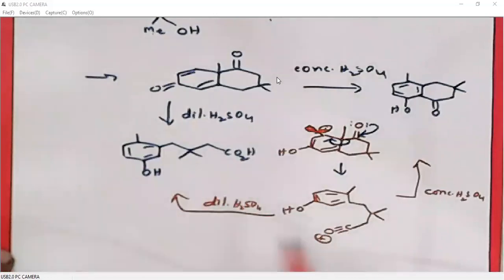Because water is not available here, this acylium ion is undergoing Friedel-Crafts acylation type reaction so that it generates this product. But in the case of dilute acid conditions, due to the availability of more water, this carbonyl is converted to carboxylic acid.